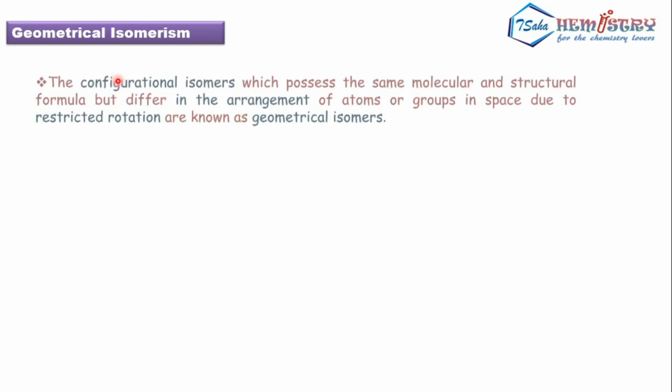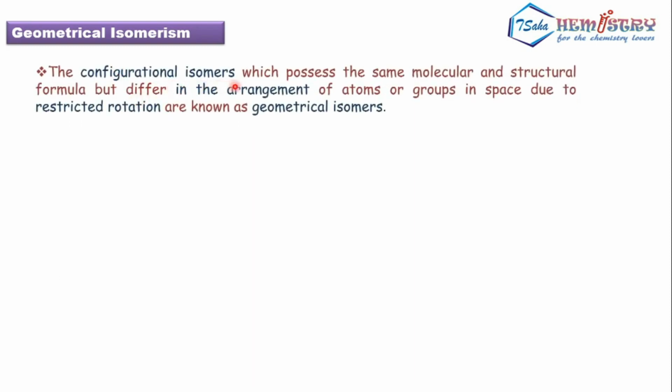Now let me tell you what is geometrical isomerism. The configurational isomers which possess the same molecular and structural formula but differ in the arrangement of atoms or groups in space due to restricted rotation are known as geometrical isomerism. So what do you mean by restricted rotation?